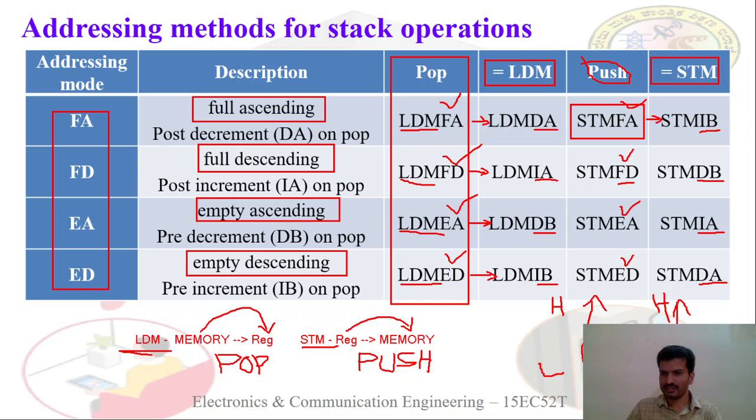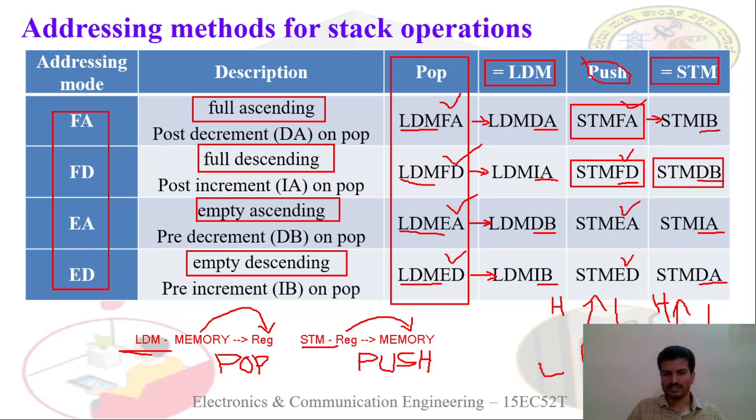So similarly FD, so full descending. So descending means reverse, so higher address to lower address. Full means the same, the full stack means the stack pointer points to the last item on the stack. Whereas in DB, so decrement, see here, decrement address by 4 before each store. See, both are the same. So instead of STMFD, we can use STMDB also.